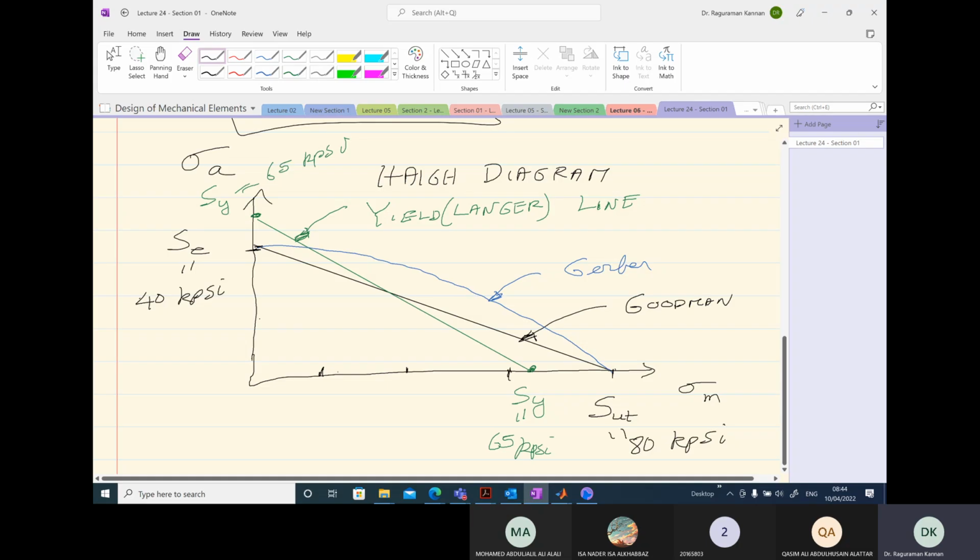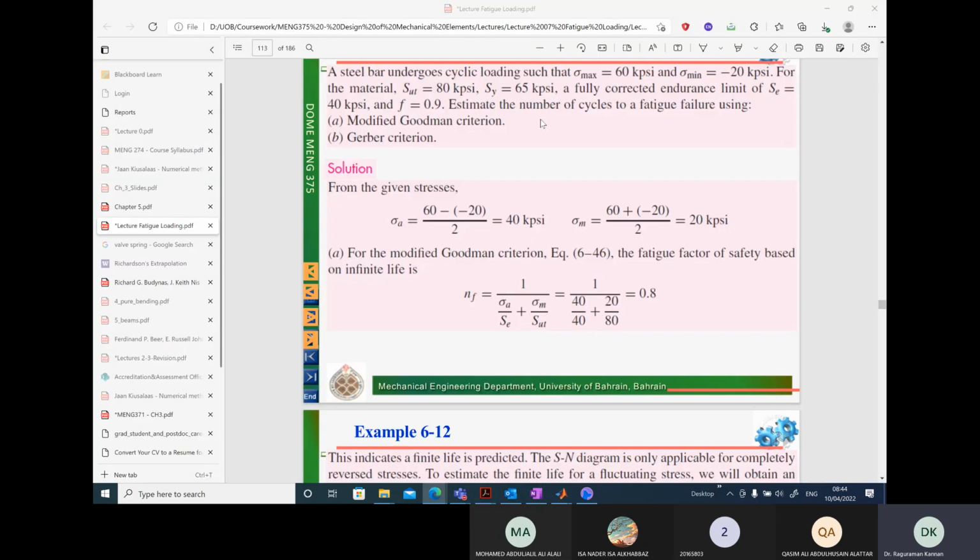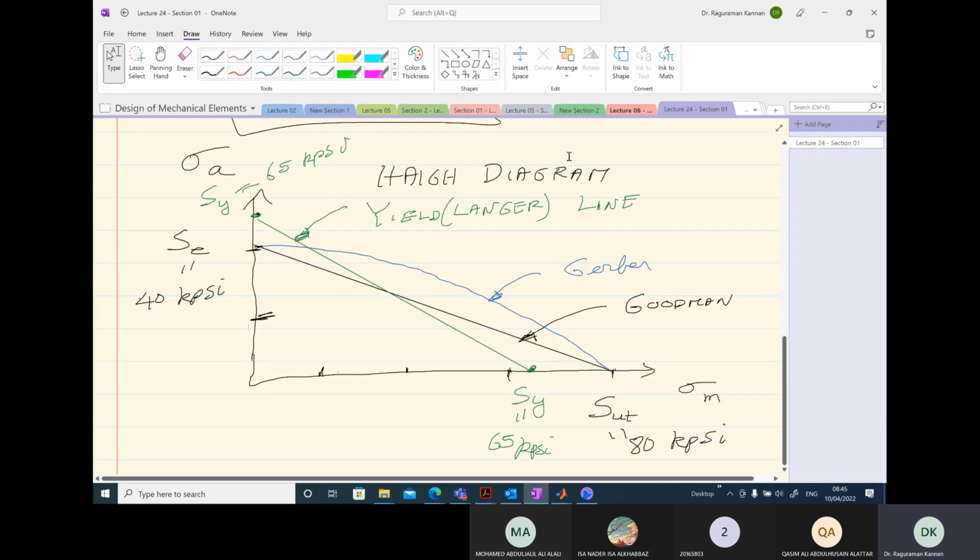Let's also divide this equally: 40, and maybe this is too close, but assume this is 65 right over here. Okay, so each division is 20: 20 here, 40, 60 here, 65, and 80. The same way 20, 40, assume this is 65, although the distance is not proportionate. Okay, so we have sigma amplitude is 40 over here.